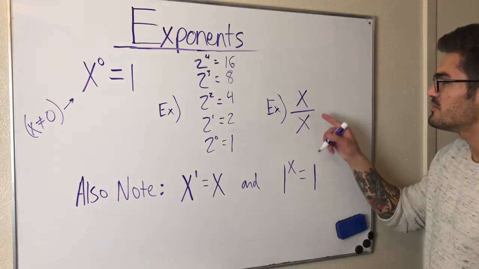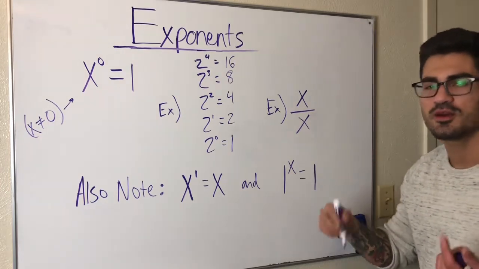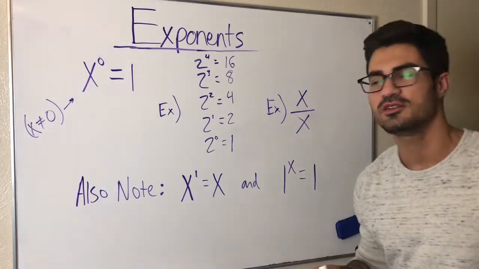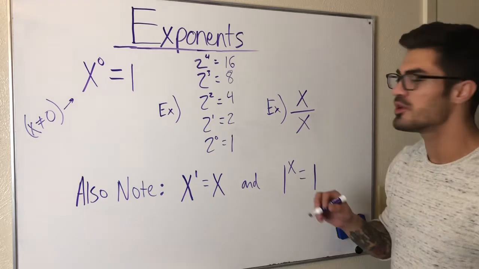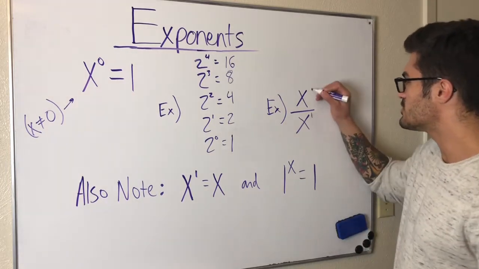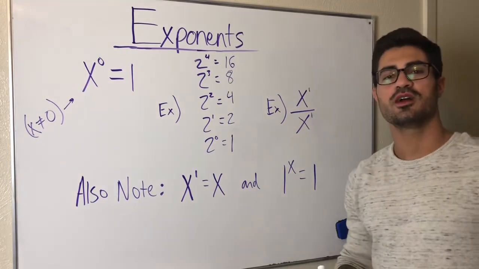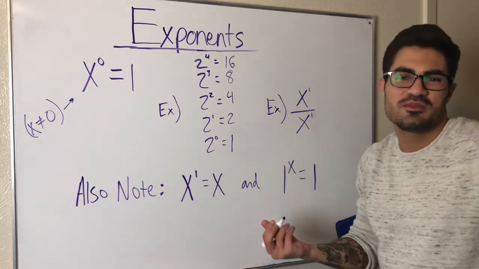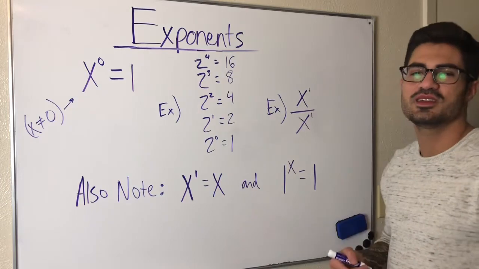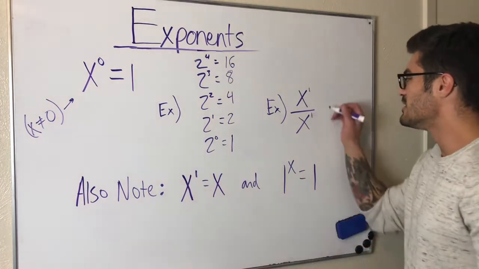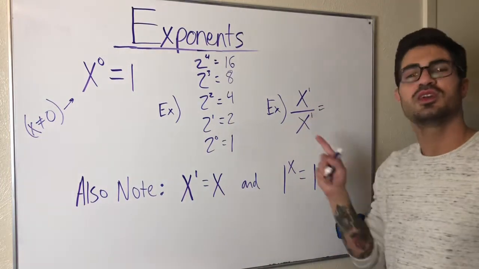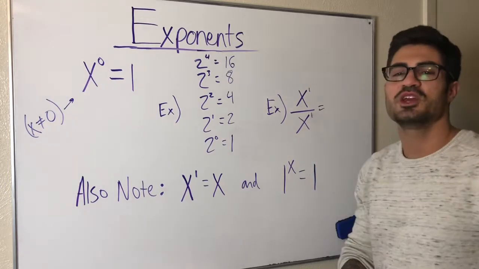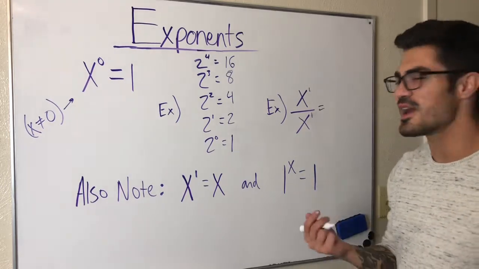This is another example. x over x, we know any number over itself is just 1, so we know that this equals 1. But how can I write this? I can put to the first power here, because any number is also to the first power. It's implicitly stated that this is to the first power. So using our rules, we have two things of the same base being divided. So we subtract the exponents.